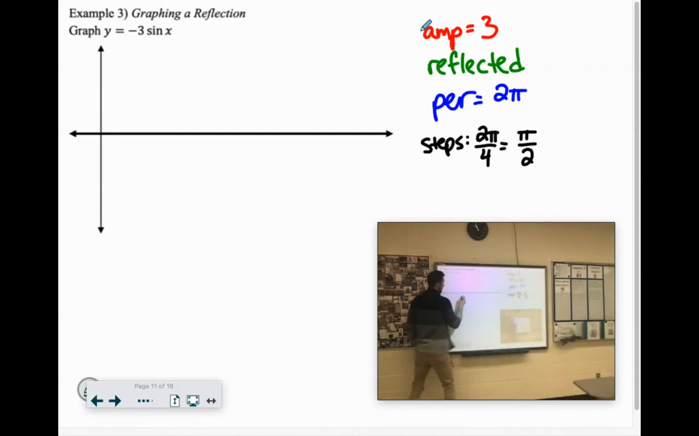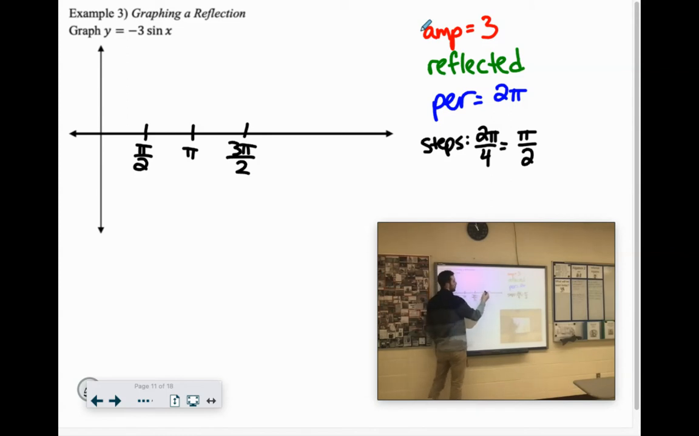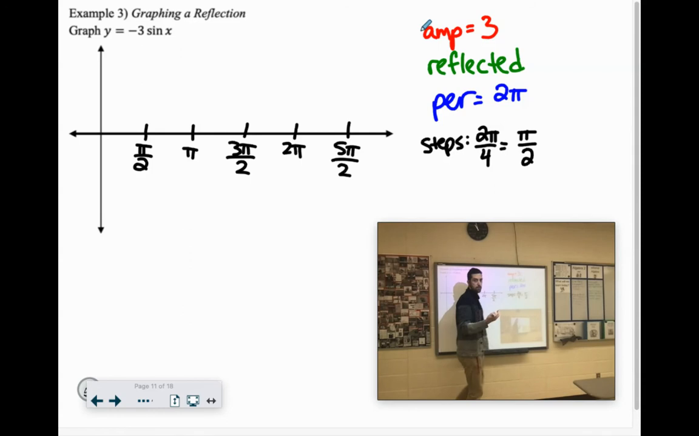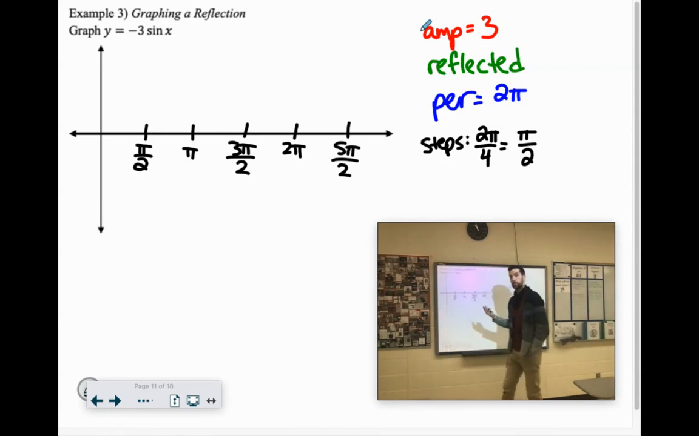So let's make this 1 pi over 2. Here will be 2 pi over 2, which is just pi. Then 3 pi over 2. And 4 pi over 2, which is 2 pi. And again, if you want to go beyond this, you could go 5 pi over 2, 6 pi over 2, which would reduce to 3 pi.